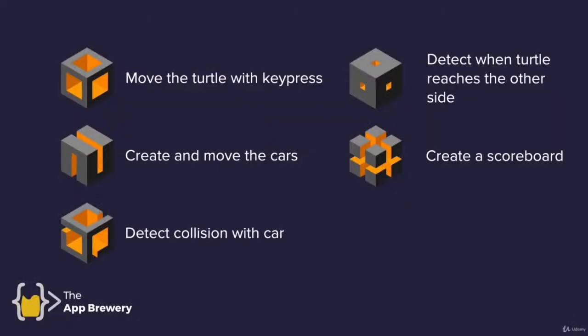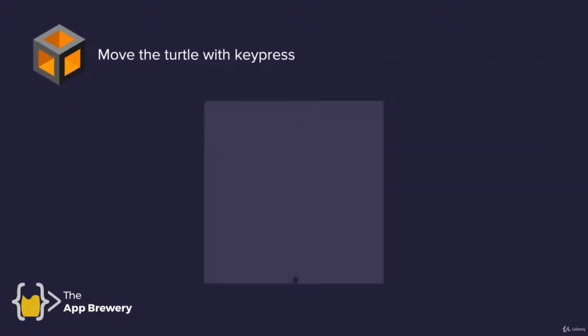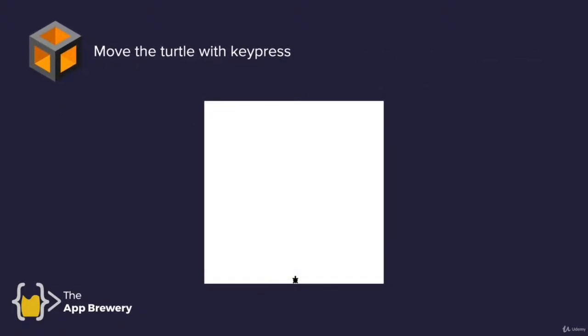Alright, so just as previously, we've split up this large problem of building the game into 5 smaller subparts. Firstly, moving the turtle, controlling it with the key press, creating and moving the cars automatically across the screen, detecting a collision with the car, and detecting when the turtle reaches the other side. Finally, we create a scoreboard that keeps track of which level we're on and also shows game over at the end. So the first step is to move the turtle using a key press.